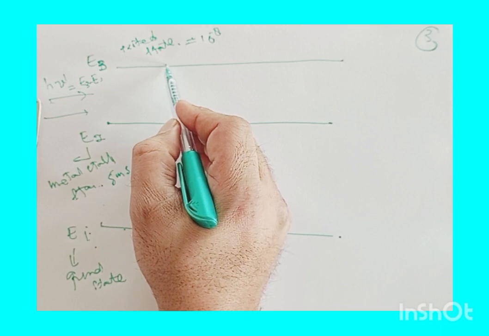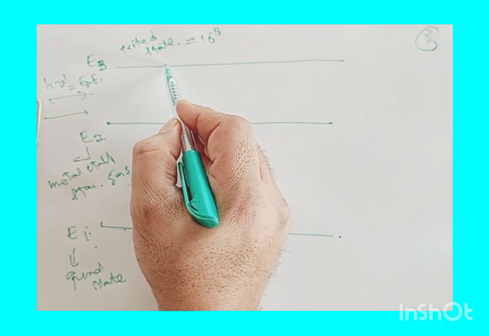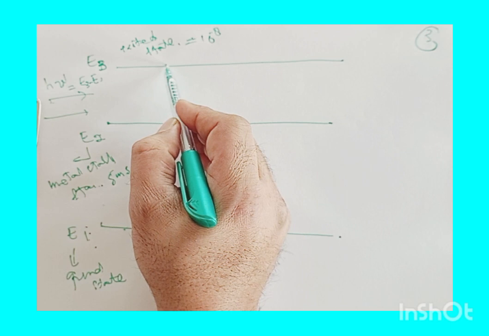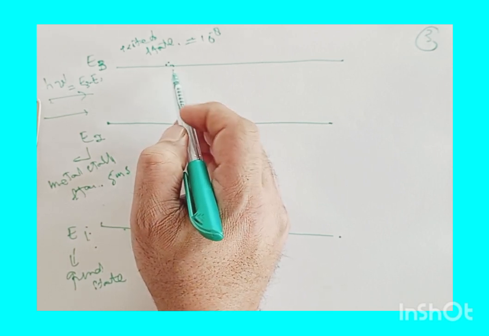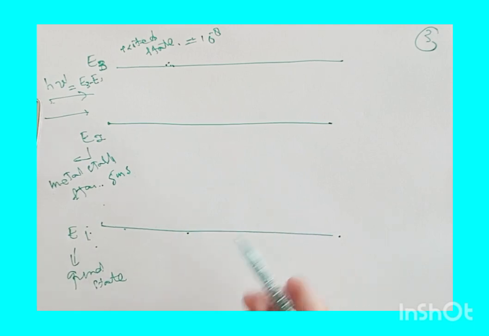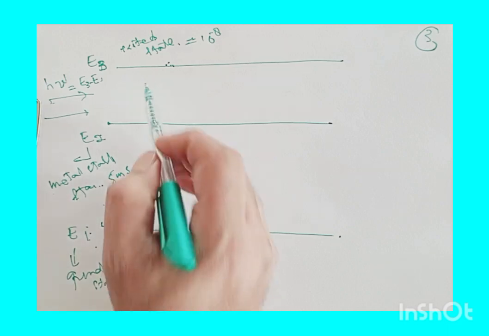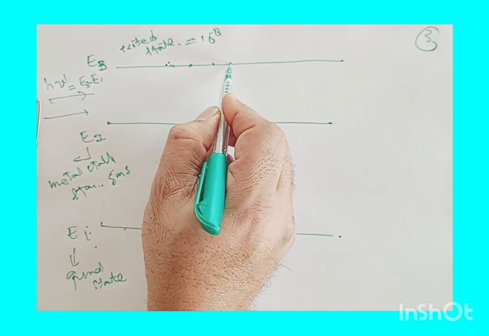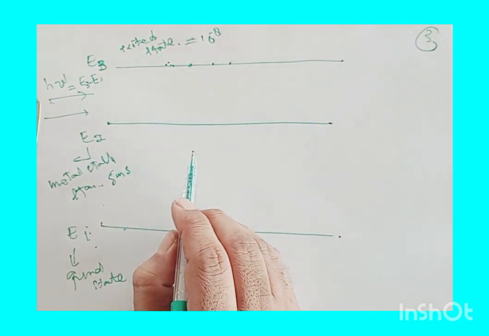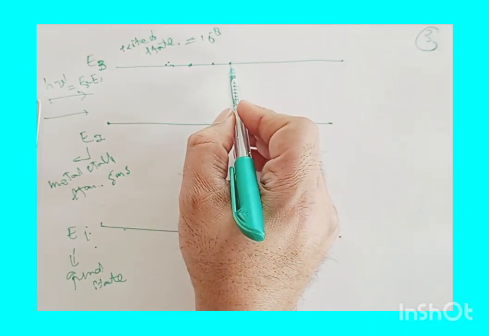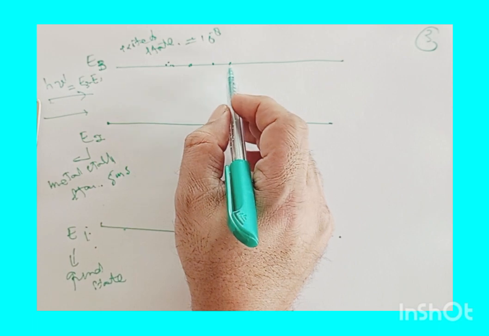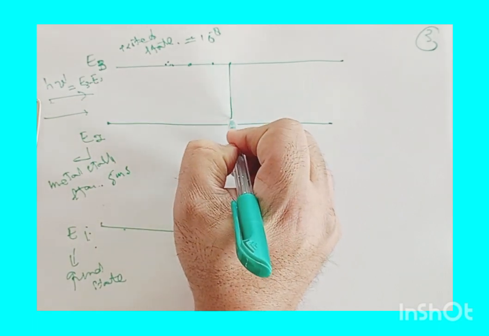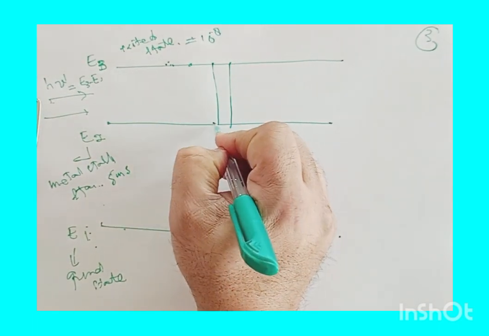What is important to be noted here is that the number of atoms that are raised to this excited state E3 is equal to the number of incident photons. That should be the case. Now, since the lifetime of each atom in this excited state is very small, all the atoms in the excited state E3 jump to the metastable state.